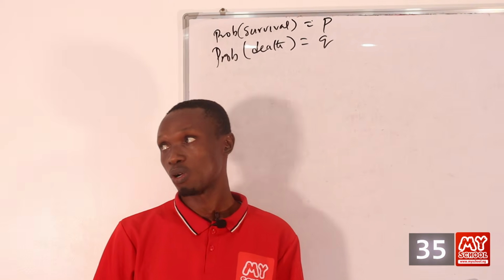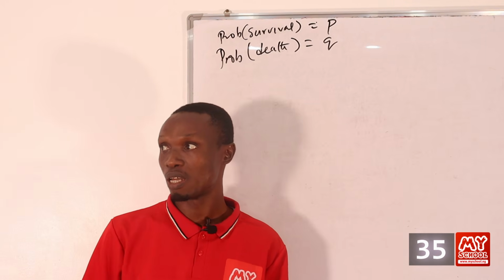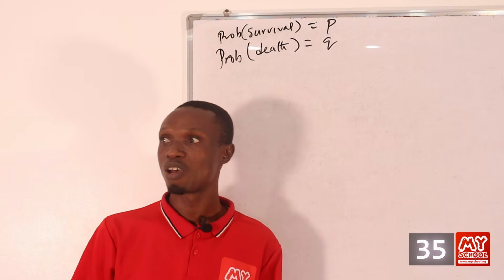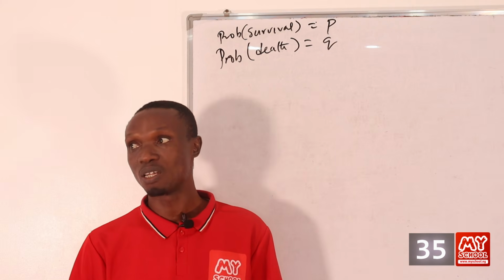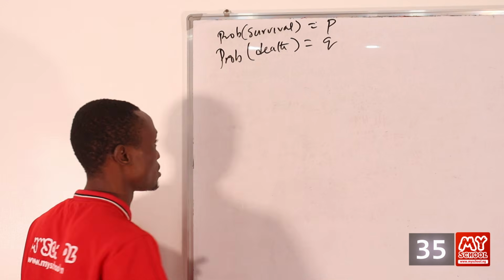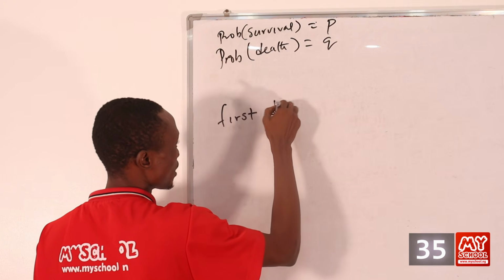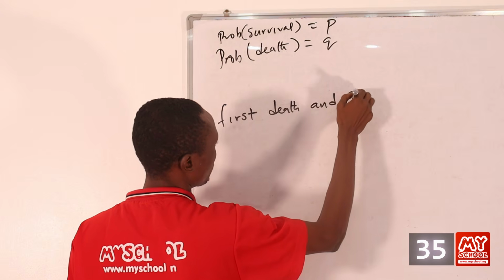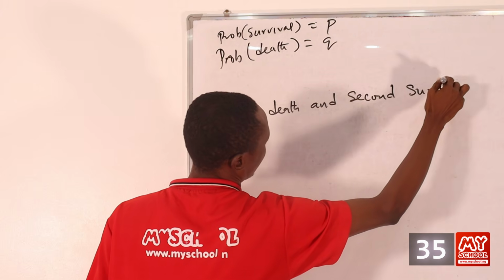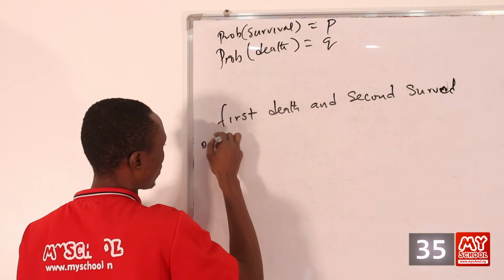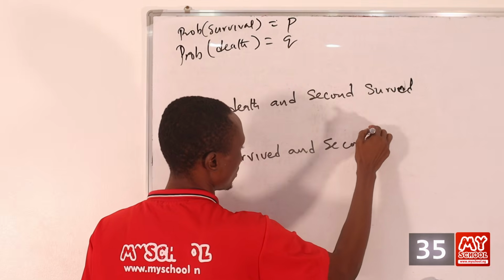Given this question, you have to be careful in finding the probability because there's nothing specific. They didn't say first person dead and second person survived, or second person dead and first person survived. They only said 1 is dead and 1 survived in an accident involving 2 persons. So in that case, we can say first person died and second person survived, or first person survived, then second person dead, right?